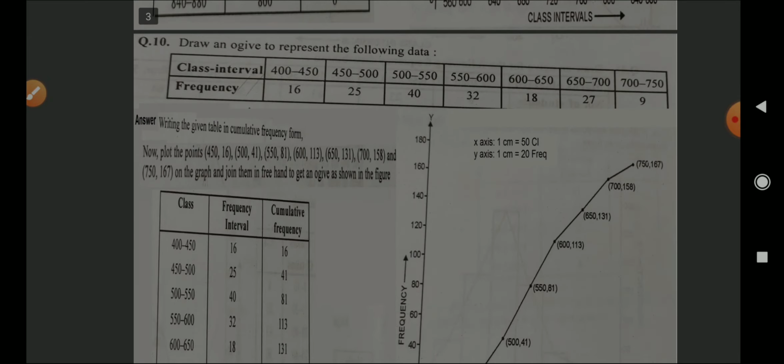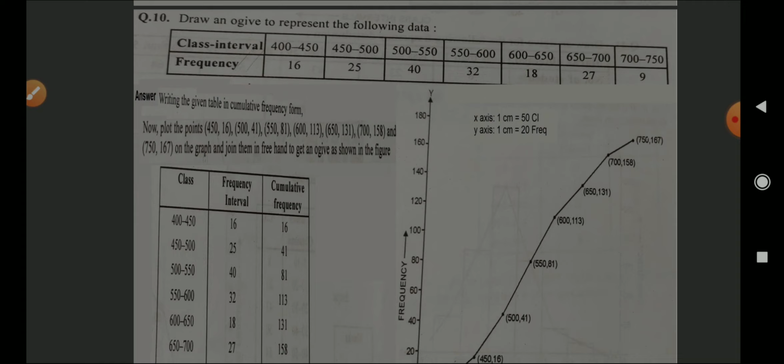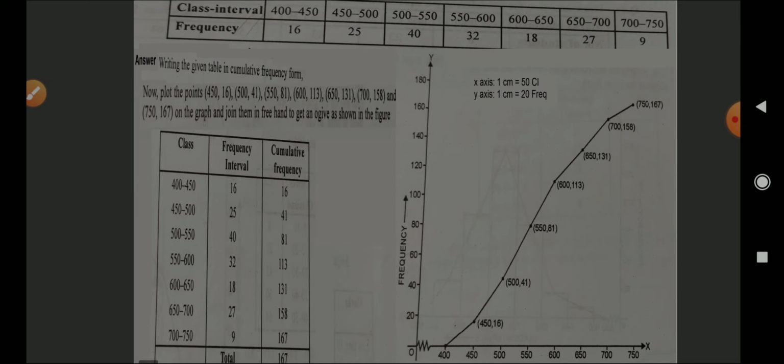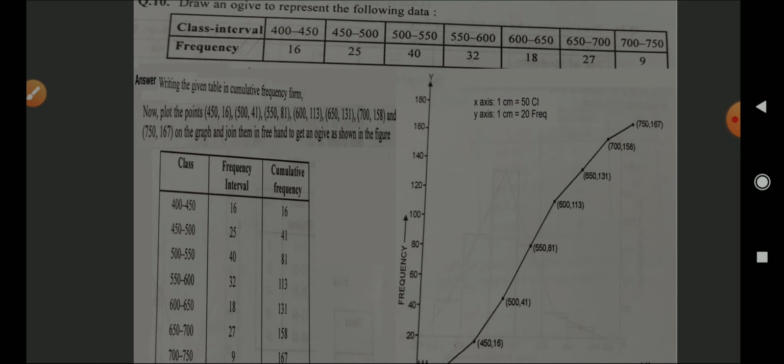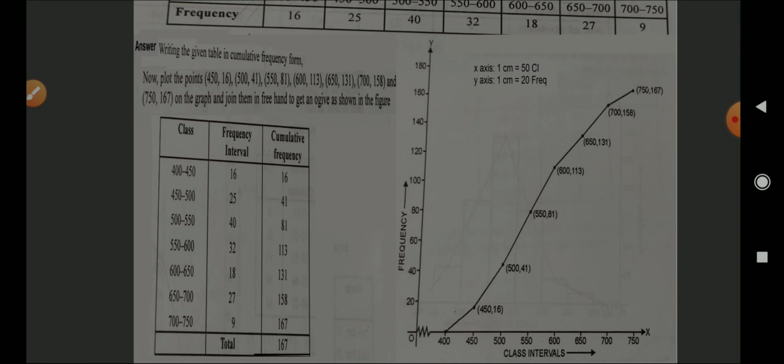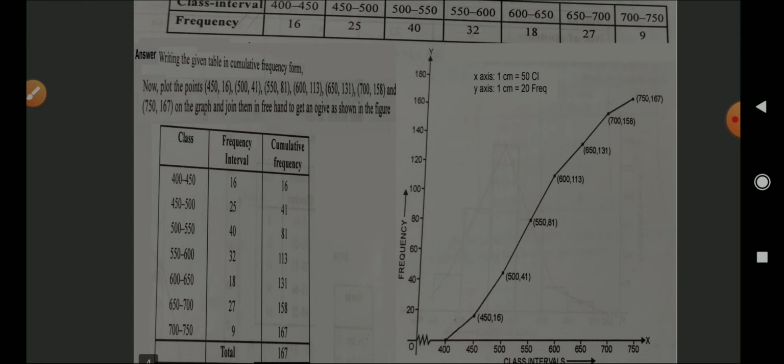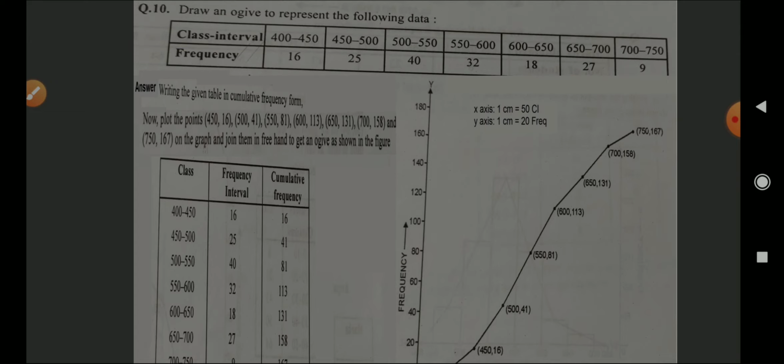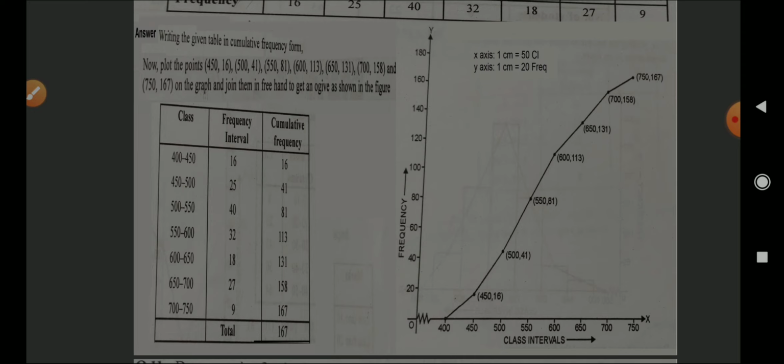Go to question number 10. Here you have to draw the ogive, or you can say cumulative frequency graph or cumulative curve. What do you require for a cumulative curve? You require the cumulative frequency as well as the class intervals. Here the class intervals are 400-450, 450-500. It is a continuous one, so no need to worry about it. We start with 400 and finish with 750.